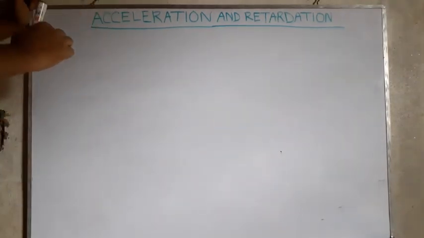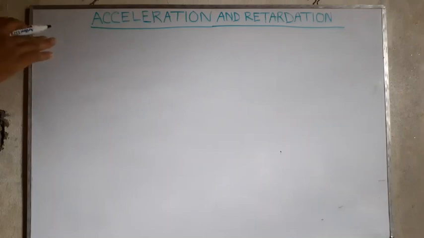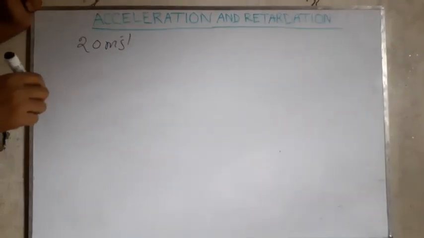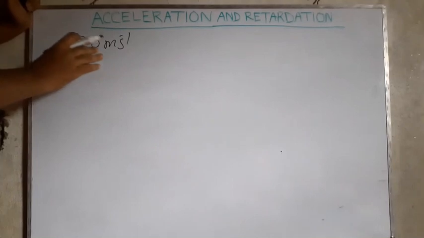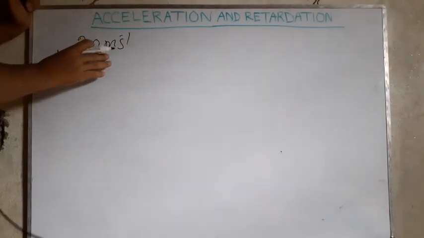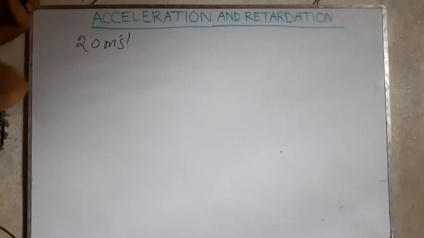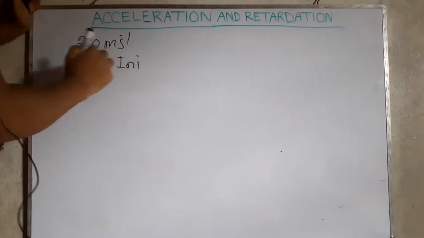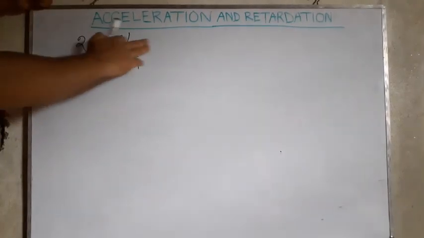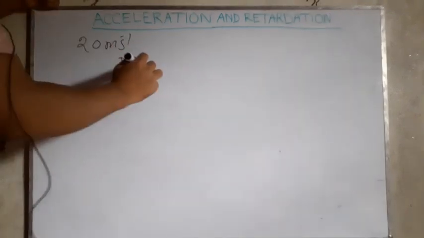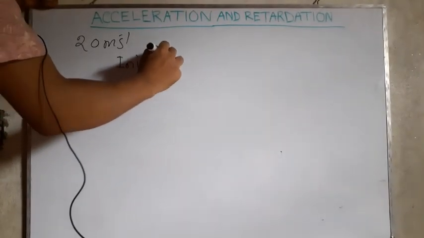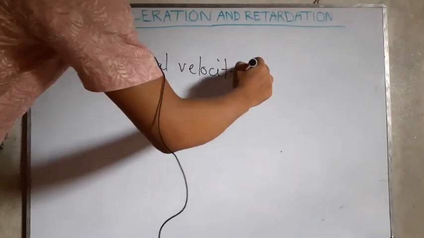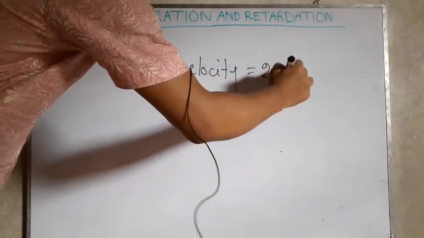Suppose a motorcycle was running with 20 meter per second velocity. At a time, the driver of the motorcycle pressed on the accelerator, therefore its velocity will be increased. As the motorcycle was running with 20 meter per second velocity, this is the initial velocity. Initial velocity is equal to 20 meter per second.